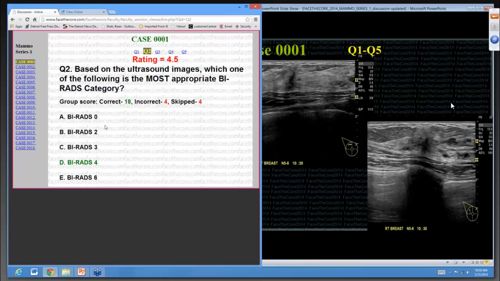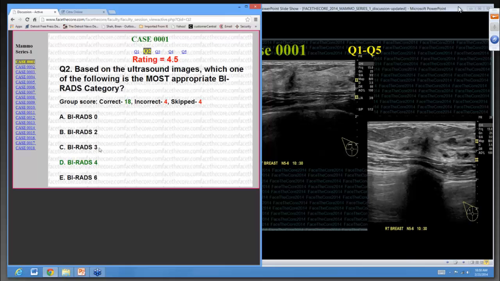BI-RADS 0 is an incomplete exam, which either needs additional imaging evaluation or prior mammography exams for comparison. Category 1, which is not listed as an answer choice, is a negative exam. No imaging findings to suggest malignancy, and it's just a routine follow-up mammogram. And then BI-RADS 2 is benign findings, when describing one or more specific benign findings in the report, and it's just a routine follow-up exam.